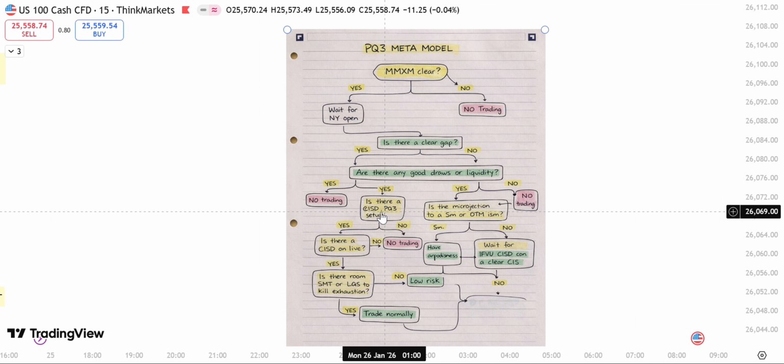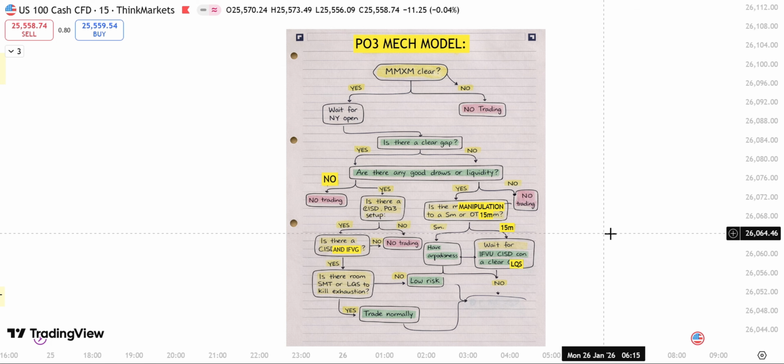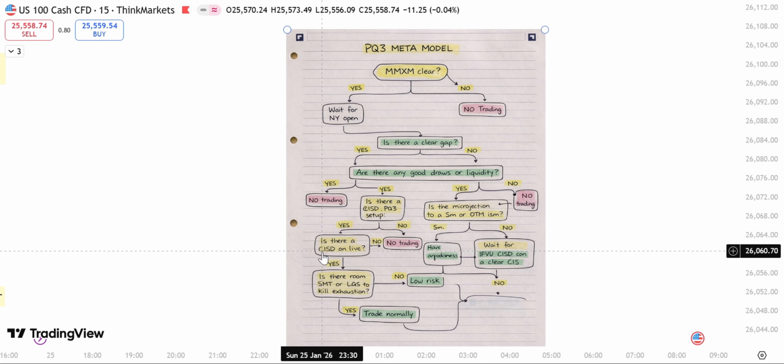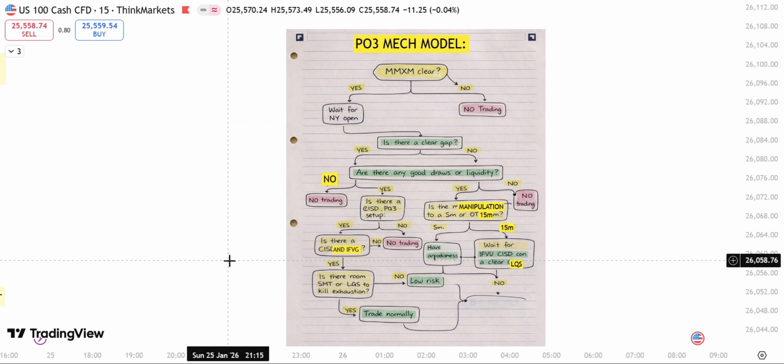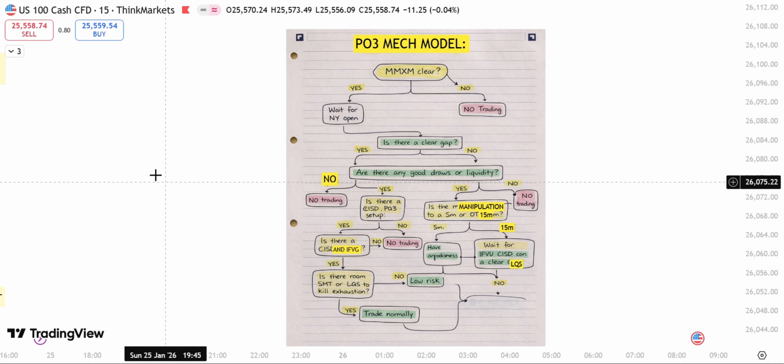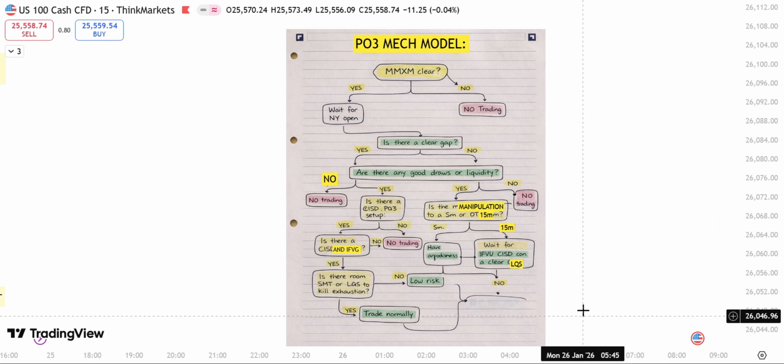Is there a clear, this is not CISD, sorry, ChatGPT is wrong. Is there a clear PO3 setup? If yes, is there a clear change in state delivery and inversion fair value gap? If no, then no trading because I trade with both. And if I only trade with the change in state delivery or the inversion fair value gap, it usually means low risk. And I have to have the clear PO3 setup.